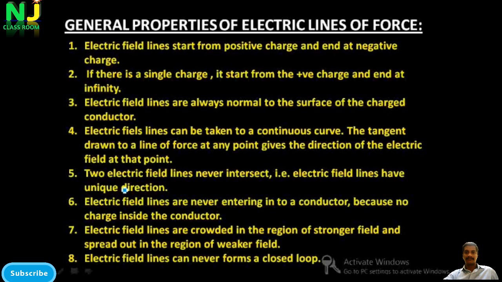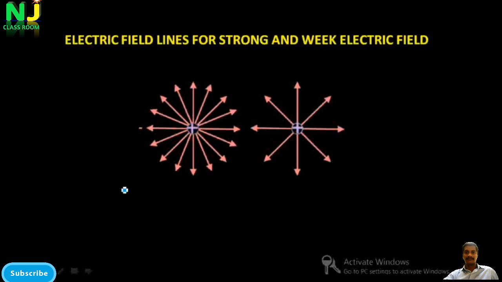The next thing is, we already know how electric field lines represent a stronger and weaker field. Look at the first case, this is what is called the stronger field. A stronger field is represented by more and more number of lines. A weaker field is represented, very clearly, by fewer lines.